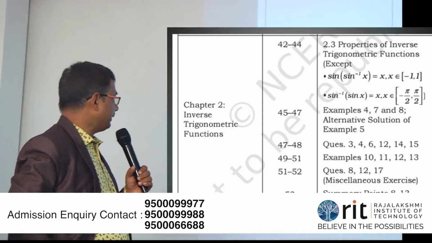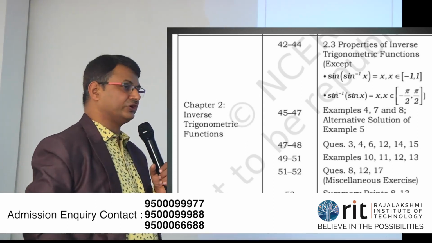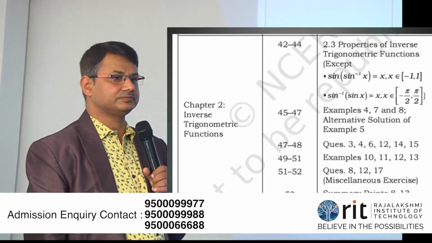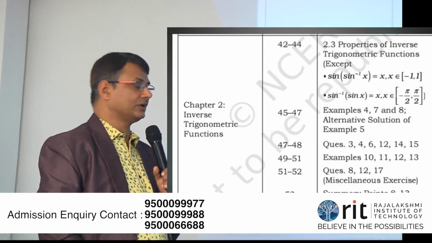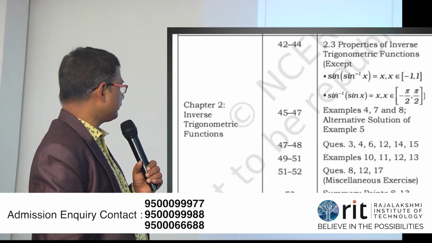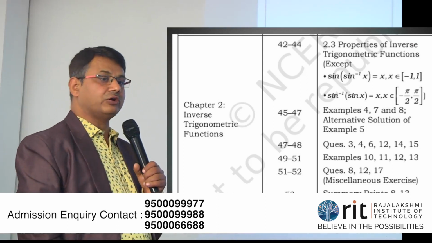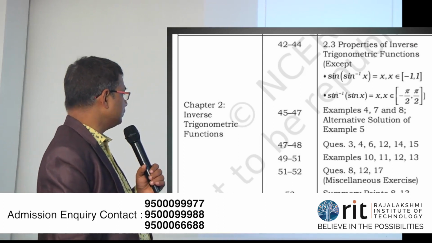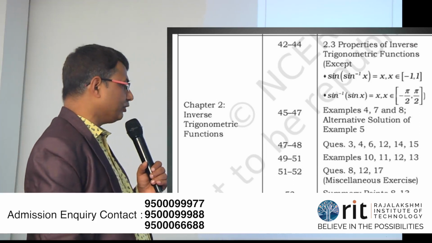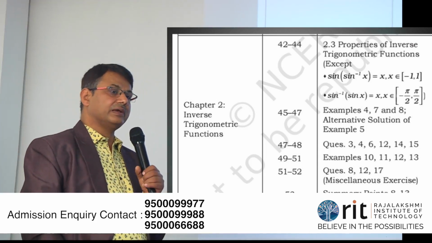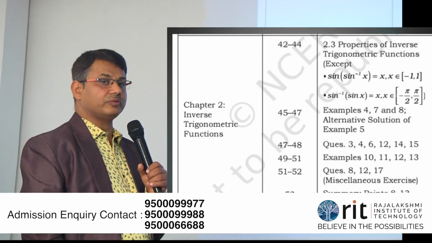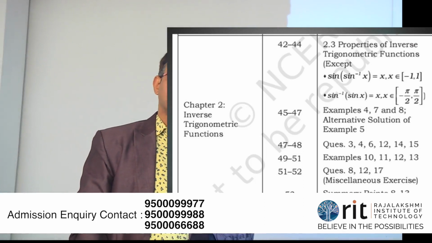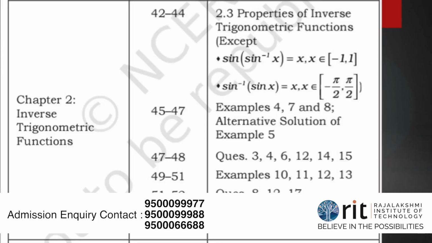Clear? Page number 47 to 48, questions 3, 4, 6, 12, 14 and 15 will not be asked. Right? Page number 49 to 51, examples 10 to 13 will not be coming. On 51, 52, questions 8, 12 and 17 of the miscellaneous exercise will not be coming. And any question from the summary part from point number 8 to point number 13 will not be asked in the examination. Very clear?